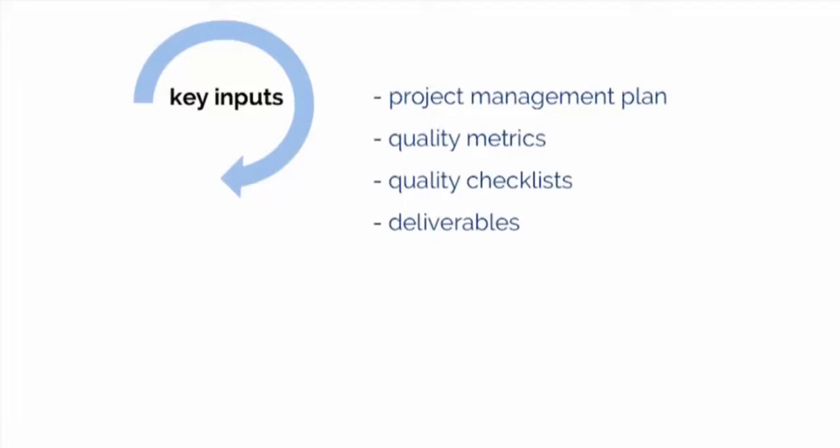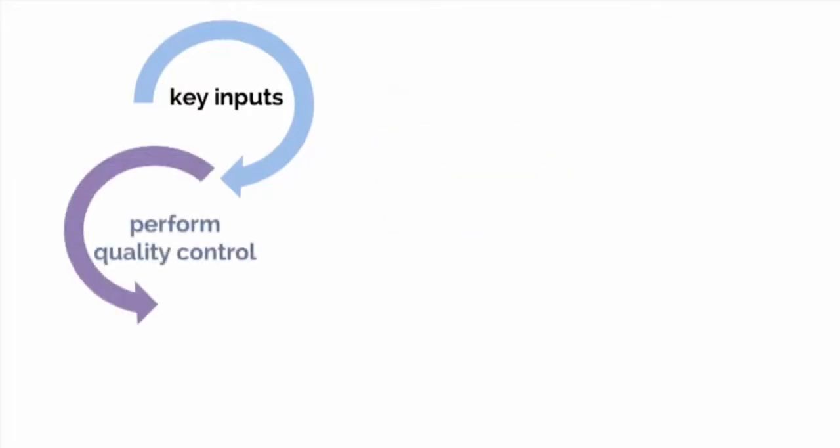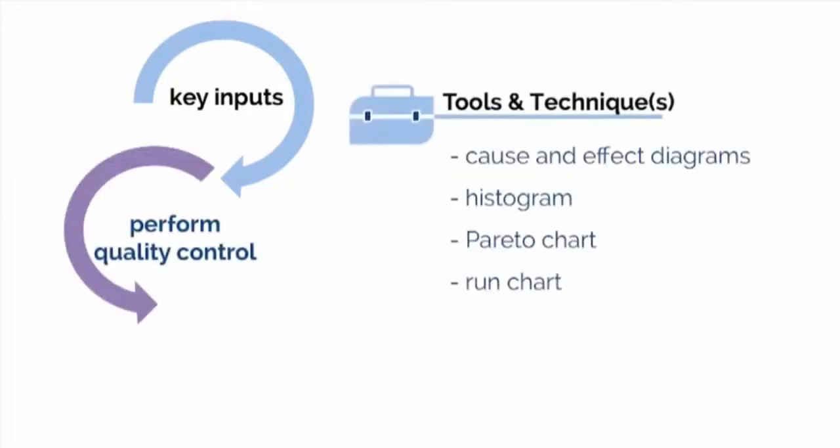Quality metrics, we discussed this before. The quality checklist, again from the prior section. Just to revisit this, quality checklists are structured lists that help verify that the work of a project and its deliverables fulfill a set of requirements. Deliverables, which is any unique and verifiable product, result, or capability that was produced to complete a process or phase of the project. Now, we have lots of tools and techniques for the control quality process.